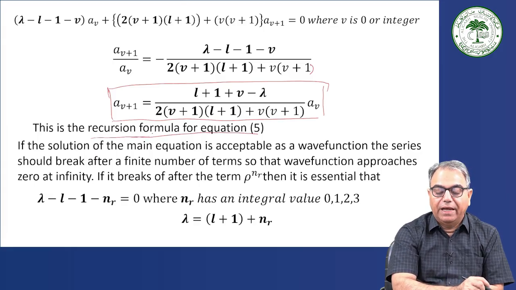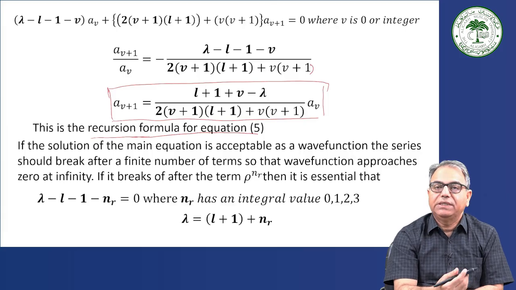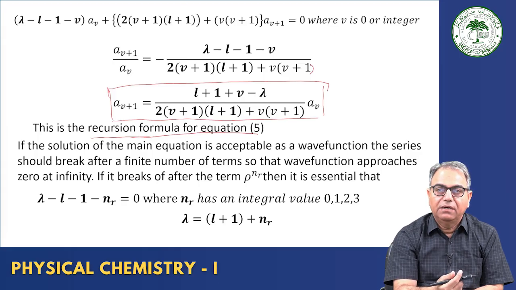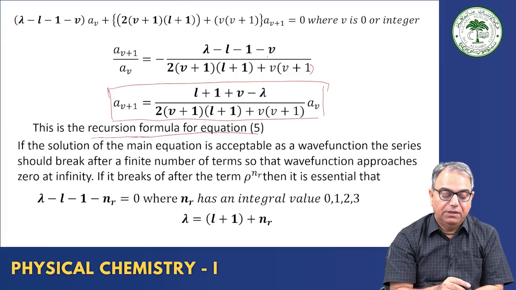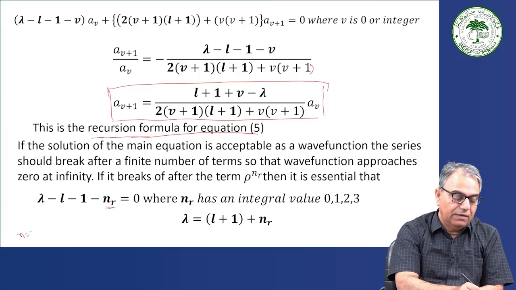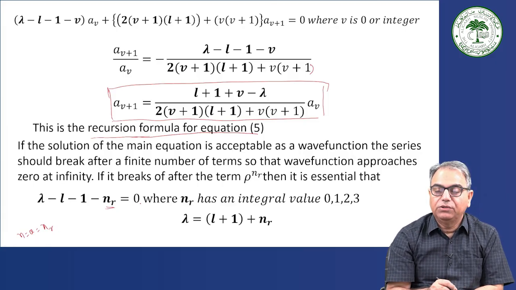Okay. And now, if the solution of the main equation is acceptable as a wave function, the series should break after a finite number of terms, because a finite number of terms is needed for an acceptable solution. And if it has to break, as we did earlier, the numerator of the recursion formula should be equal to 0. This we have done earlier also. So, the numerator is lambda minus L minus 1 minus V; I have written NR, no issue, N, V, NR all are the same. Okay. So, it is equal to 0.